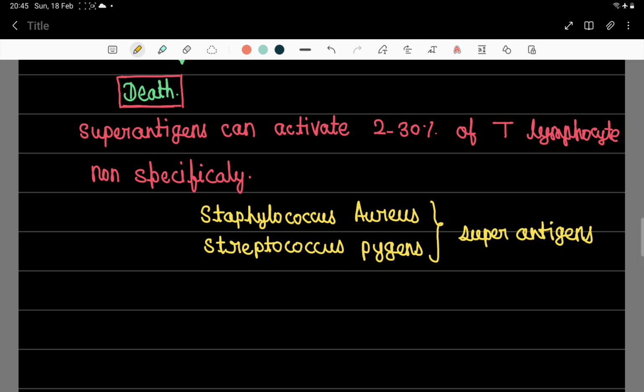Staphylococcus aureus and Streptococcus pyogenes have superantigens. The remaining we'll see in the next video.